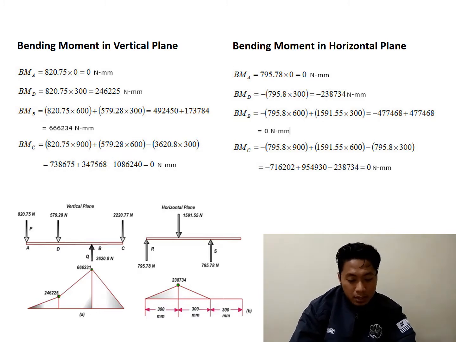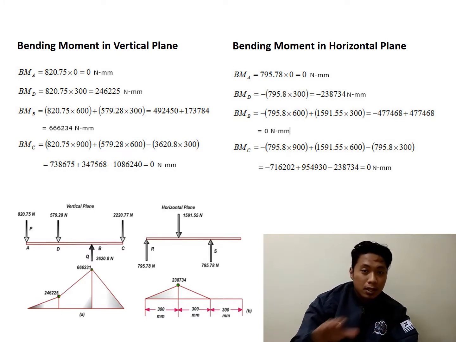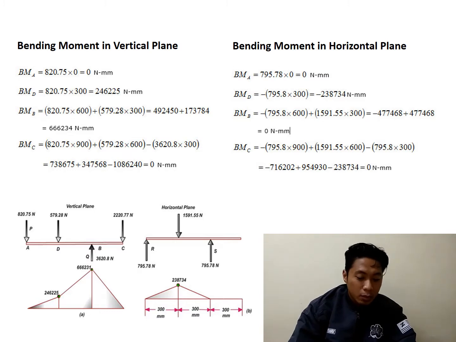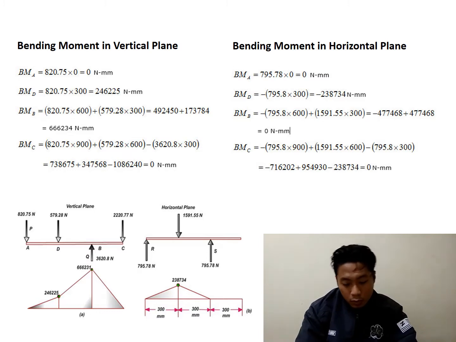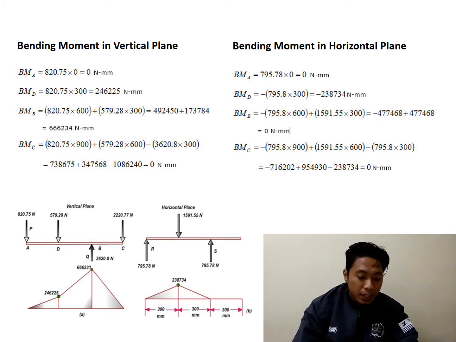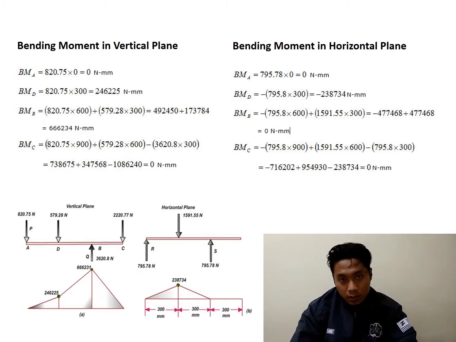Now I'm going to tell you about the bending moment in the vertical plane. The bending moment in A is 0 for sure, because there is no distance. The bending moment in D is the force times 300 for the distance, and we got 246,000. Then moment B is 666,000, and moment C is 0, because after we calculate the plus and minus, we got 0. And the bending moment in the horizontal plane is still similar.